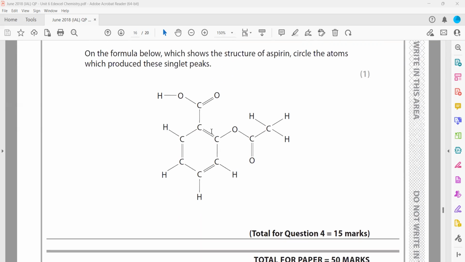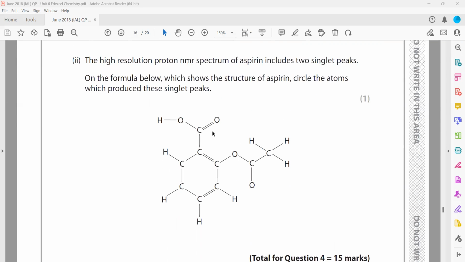High resolution NMR, nuclear magnetic resonance, of aspirin includes two singlets. Singlet means, for example, when the neighbors do not have any hydrogen, then it will be a singlet. One of the formulae below shows the structure of aspirin. Circle the atoms that produce a singlet peak. How do we identify which one will produce a singlet? We have to check the neighbors.